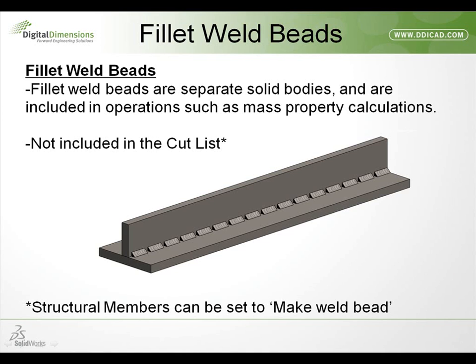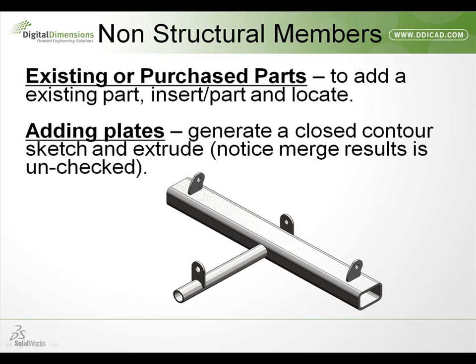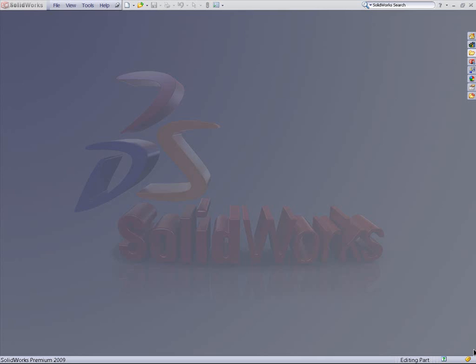For adding non-structure member parts to your weldment, we can insert parts into this weldment just like an assembly. And again, this would be for existing or purchased parts. In this example here, I've got weld tabs that I've dropped in. Additionally, if I wanted to add plates, all that's required of me is to generate a sketch and a closed contour and go to extrude it. While I'm in the Weldments environment, the merge results checkbox will be unchecked. And we'll go ahead and show this.